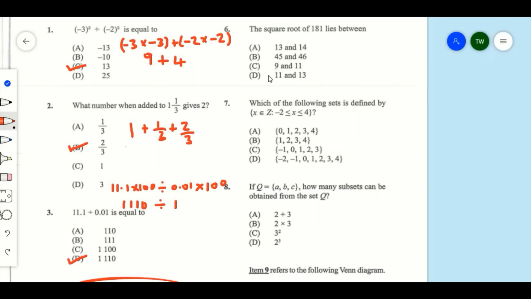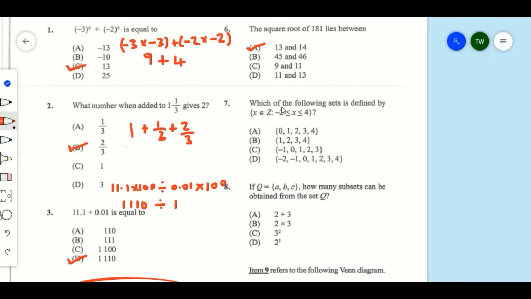Number 6. The square root of 81 lies between A, 13 and 14. Now the square of 13, that's going to give us 169. And the square of 14, that's going to give us 196. So of course, A is the answer here.